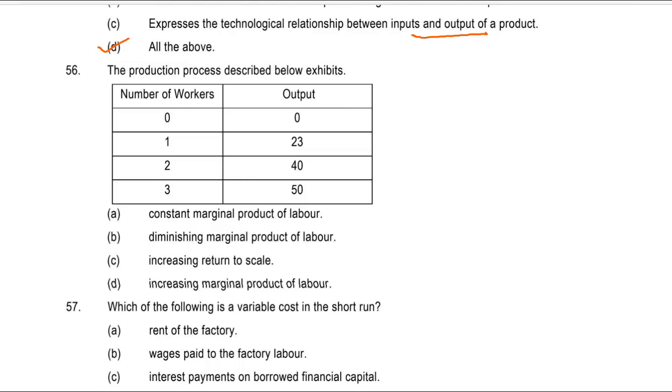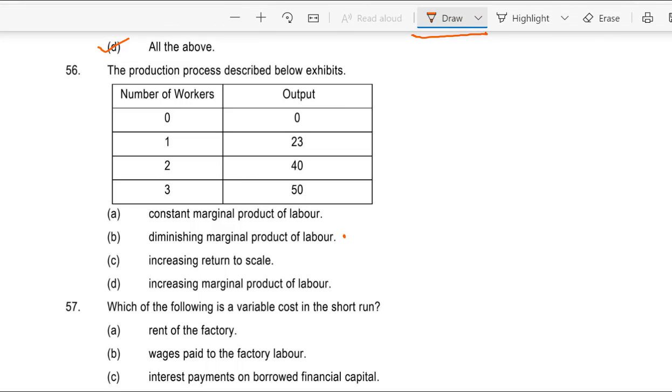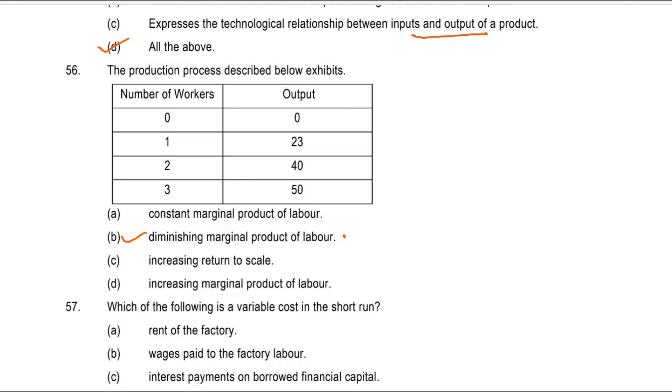A. Constant marginal product of labor. No, it is not constant. B. Diminishing marginal product of labor. Yes. C. Increasing returns to scale. Or D. Increasing marginal product of labor. As you can see over here, it is diminishing marginal product of labor because in the proportion we are increasing the number of workers, the output is increasing, but in a diminishing marginal product of labor.